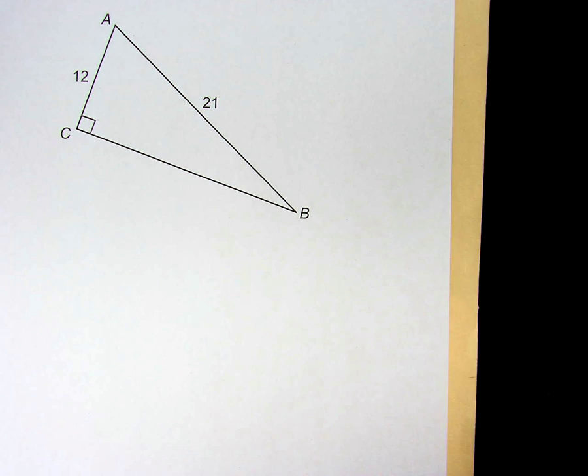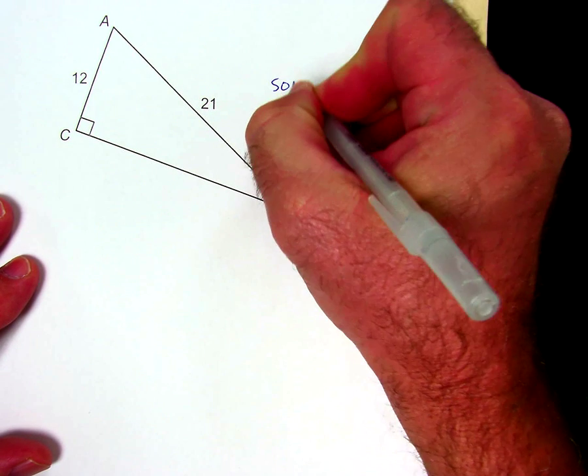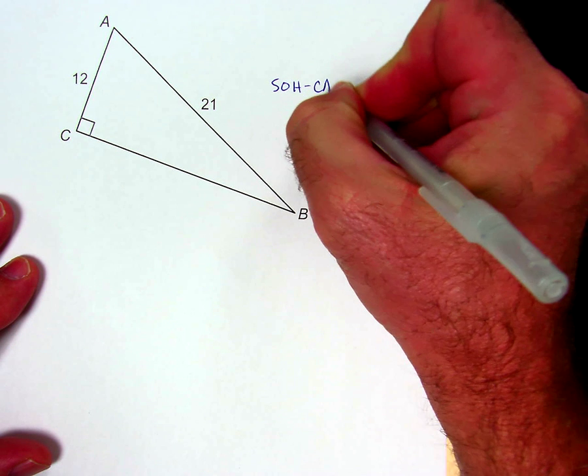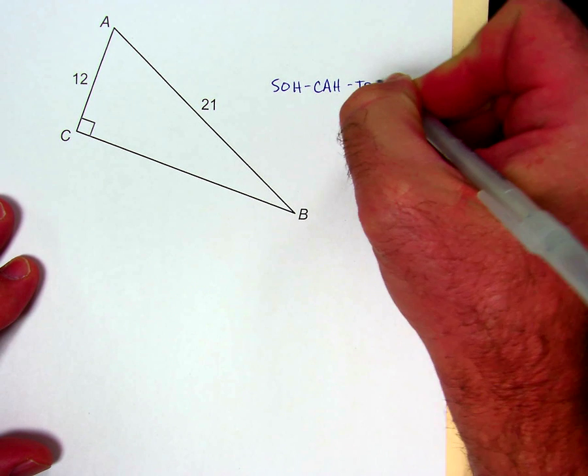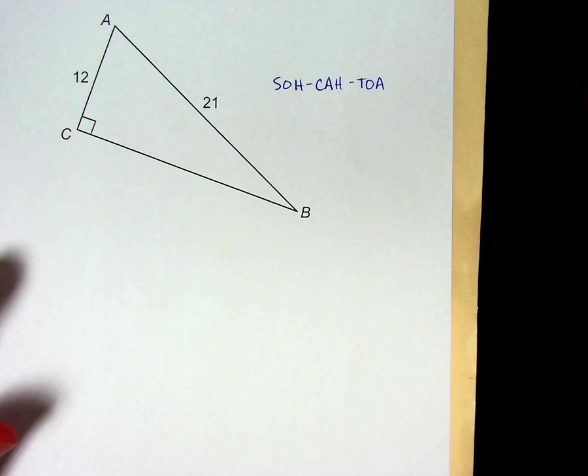Now, in this video, we're going to talk about how we can use the trigonometric ratios to find the measures of an angle, the acute angles, because we already know the right angle in the right triangle. So again, let's recall our little memory device, SOHCAHTOA. And let's suppose our job here was to find the measure of angle A.